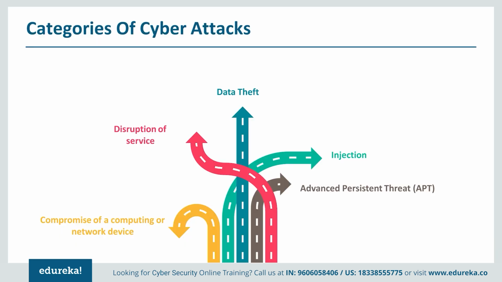Cyber attack. What are the categories of cyber attack? What are the types of cyber attack? Compromising of a computer or a network device. That is more common and more frequent. And the beauty of it, 99% of breaches or compromises are not even getting detected. That's how the security of any environment works.